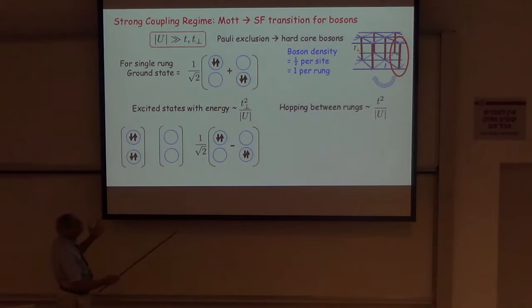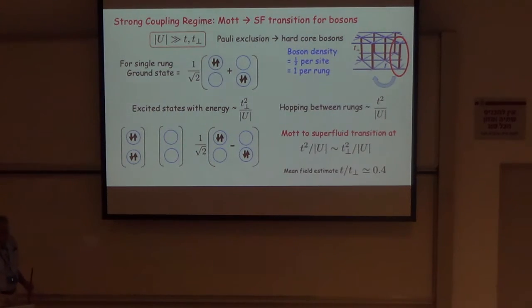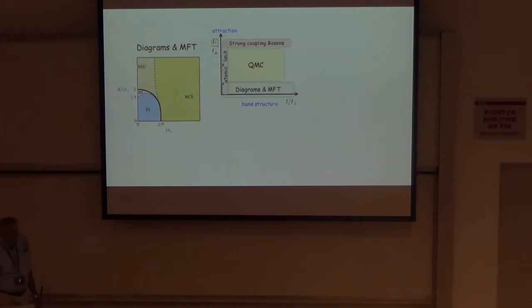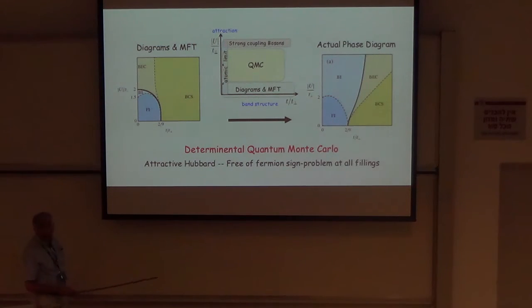I can ask, how do these rung bosons hop from one rung to another? And obviously, the hopping parameter between rungs goes like t squared over U. So the energy gap, which is t perp squared over U, plays off against the hopping, which is t squared over U. And when the two are comparable, you get a superfluid-Mott transition for these rung bosons. You can do a simple mean field estimate that t over t perp is about 0.4 to give you a superfluid-Mott transition.